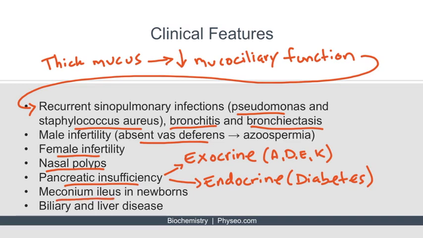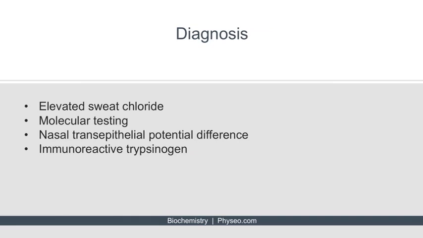Finally, stasis and thickening of the bile can cause biliary disease, which leads to recurrent obstruction and inflammation. Eventually, the obstructed bile ductules can cause cirrhosis, or liver disease. A diagnosis can be made by detecting elevated chloride concentrations in the sweat.